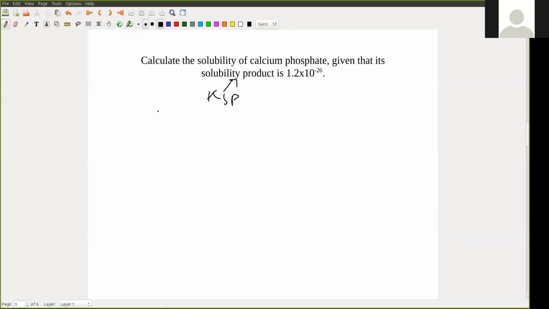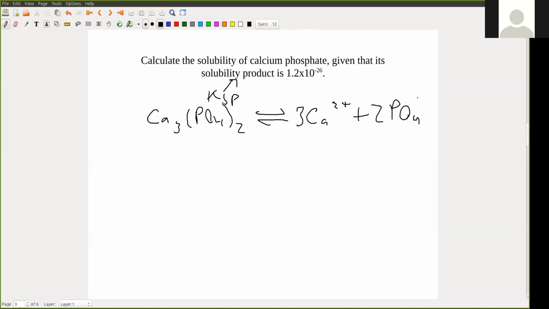So the equation for calcium phosphate will be Ca3(PO4)2. Okay, and when it's in liquid, depending on the rate of saturation, it'll have 3 Ca2+ and 2 PO4 3-. Okay, so that's our reaction. And we know KSP is 1.2 times 10 to the minus 26.